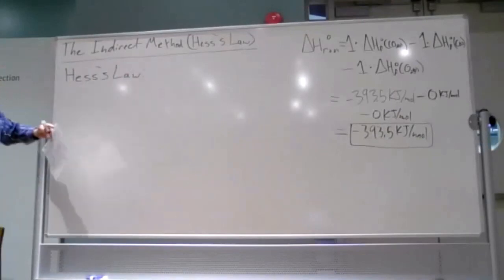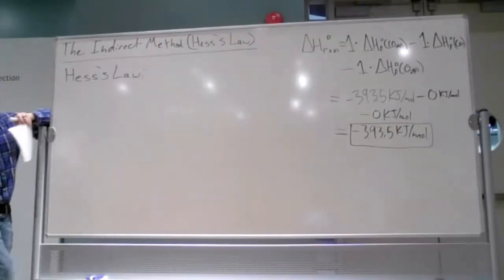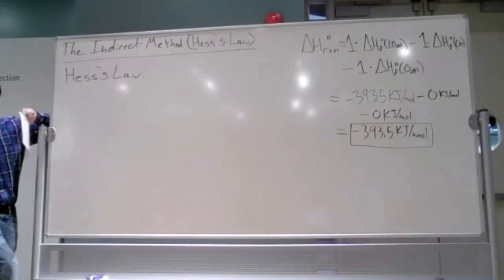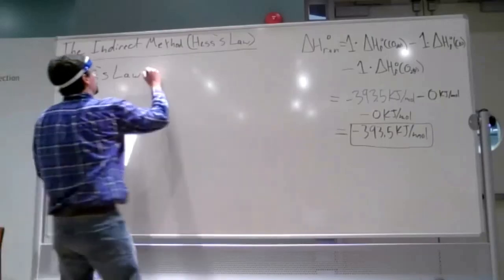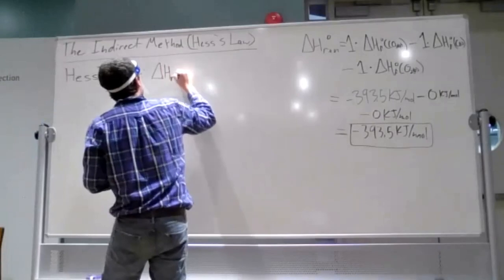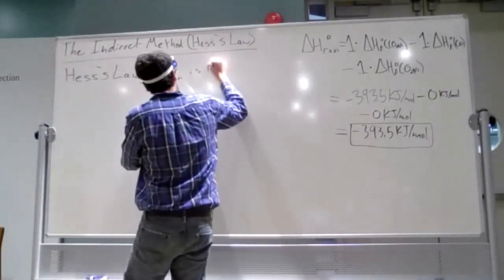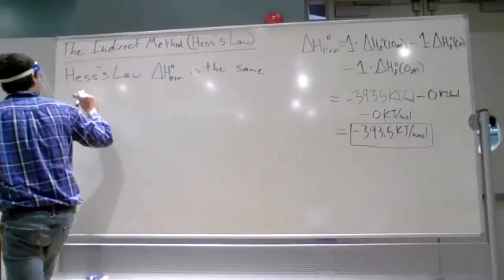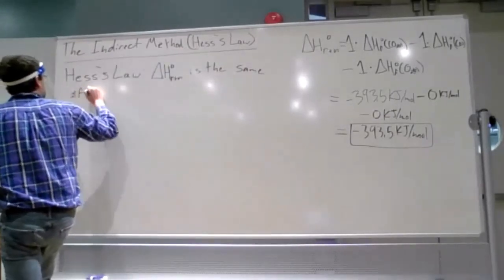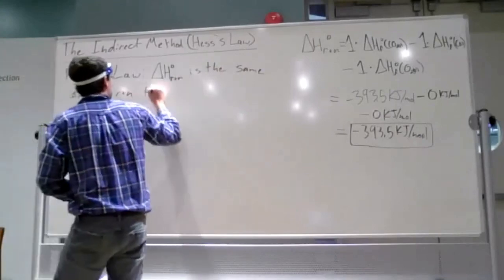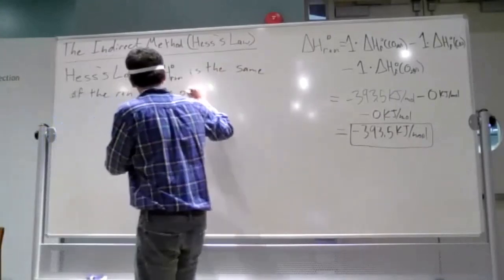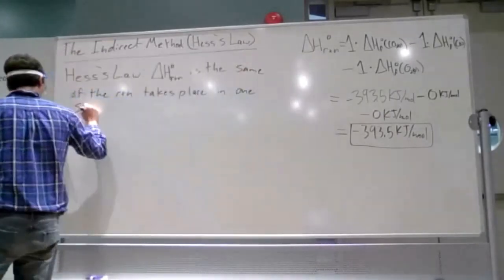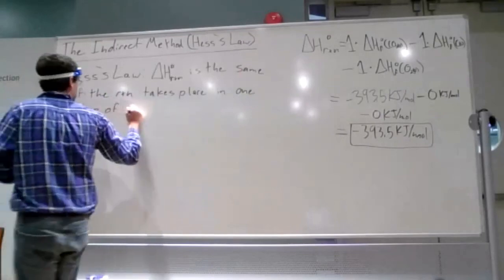What it states is if you're looking at the heat of a reaction, it should be the same whether it happens in a series of steps or one grand step. So delta H naught reaction is the same whether the reaction takes place in one step or a series of steps.